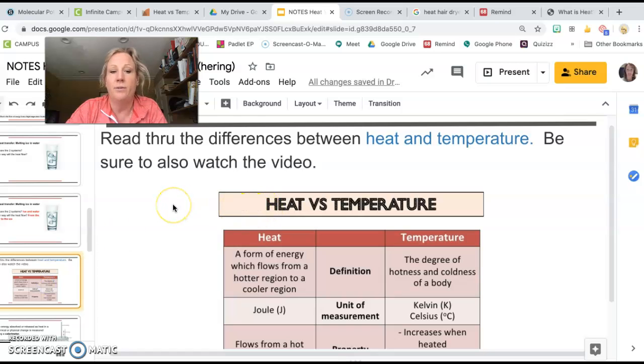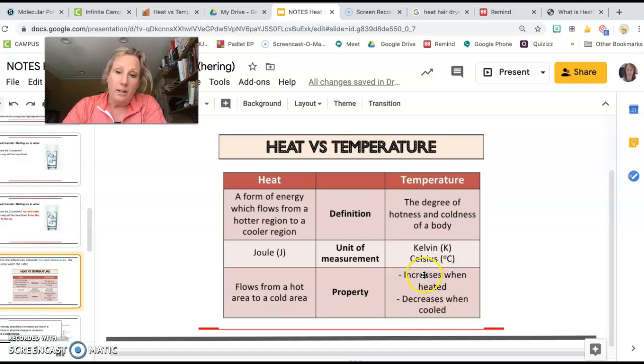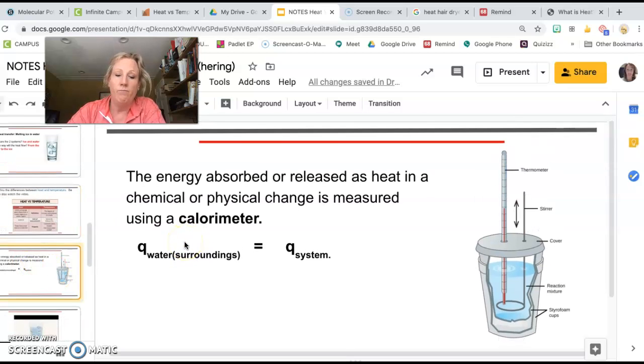So back to the differences then between heat and temperature. Heat is energy, temperature is the movement, an average of the kinetic energy of the particles, and they're directly related to one another. The heat is the energy that flows from a hot to a cold area. Temperature will increase and decrease when it is heated or cooled. So when we do the measurement, like I showed you earlier with the energy, the negative, whatever is being lost is then going to be gained.